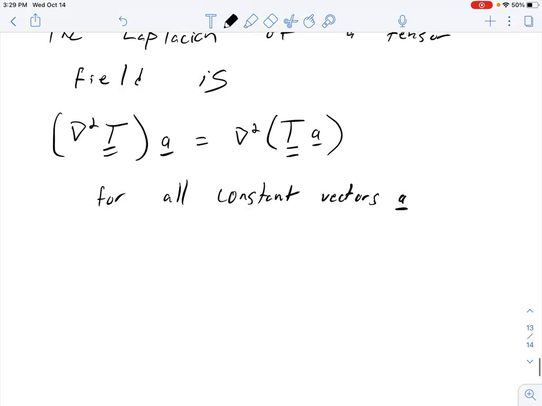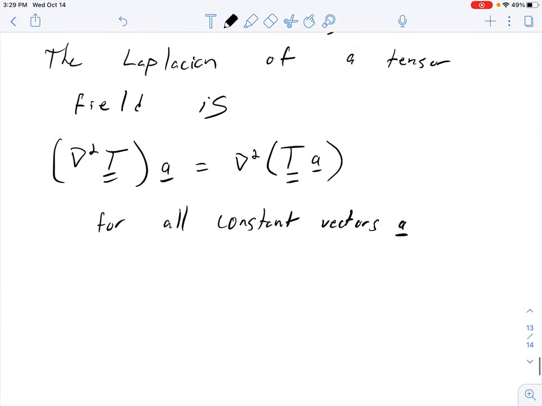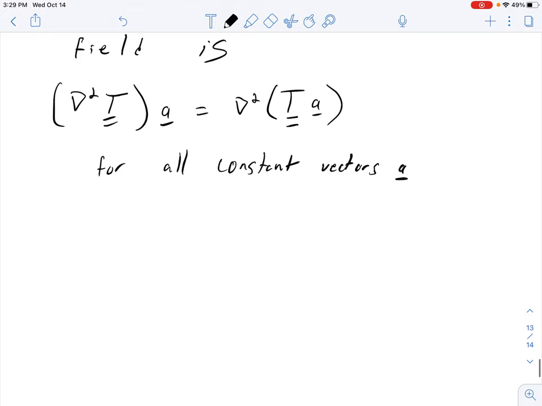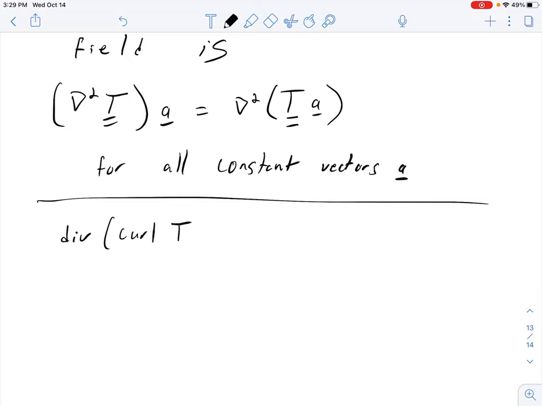All right, last half page of notes here. Let's look at the divergence of the curl of a tensor field, the ith component of it. This is one of the exercises in the textbook. This is equal to the partial derivative with respect to xj of epsilon ipq partial Tjq partial xp.